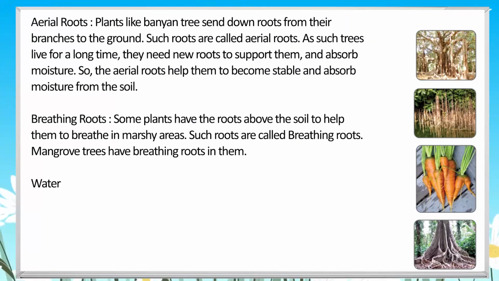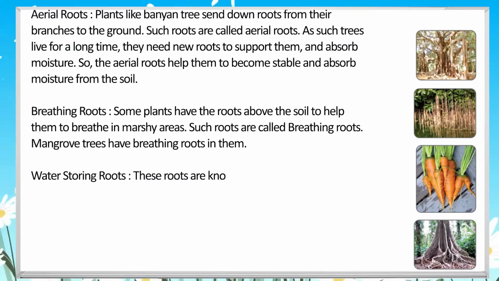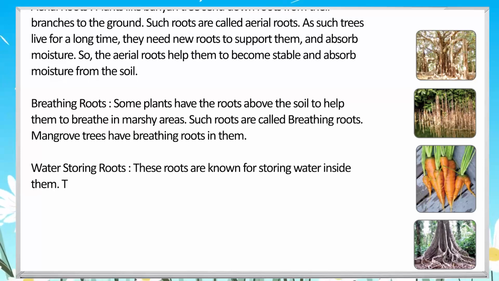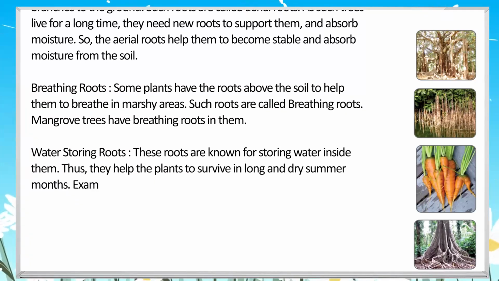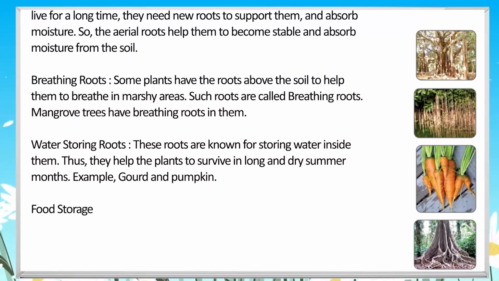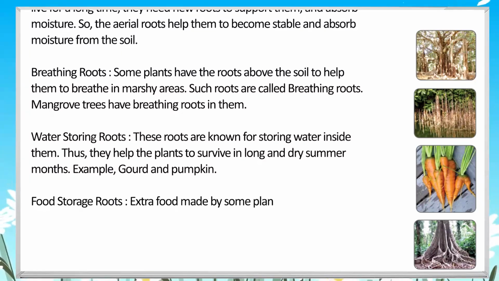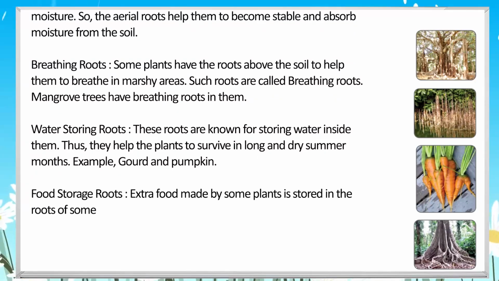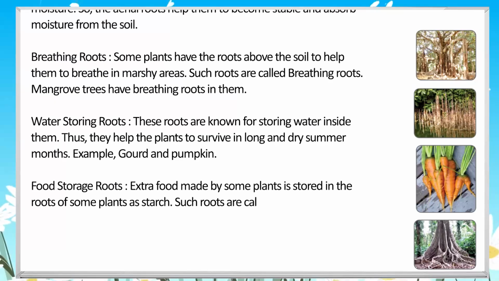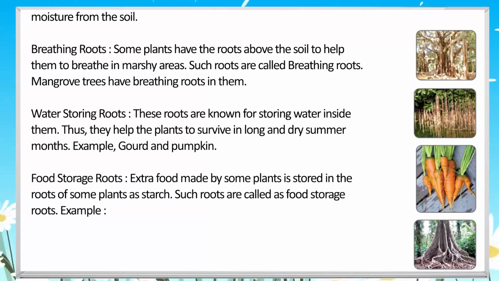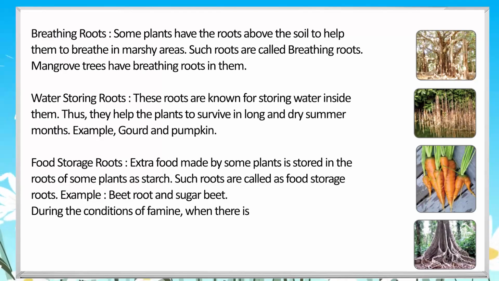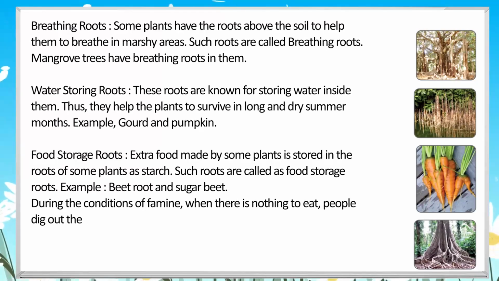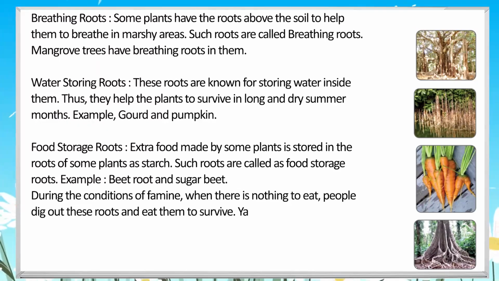Breathing roots. Some plants have roots above the soil to help them to breathe in marshy areas. Such roots are called breathing roots. Mangrove trees have breathing roots. Water storing roots. These roots are known for storing water inside them. Thus, they help the plants to survive in long and dry summer months. Example: gourd and pumpkin.